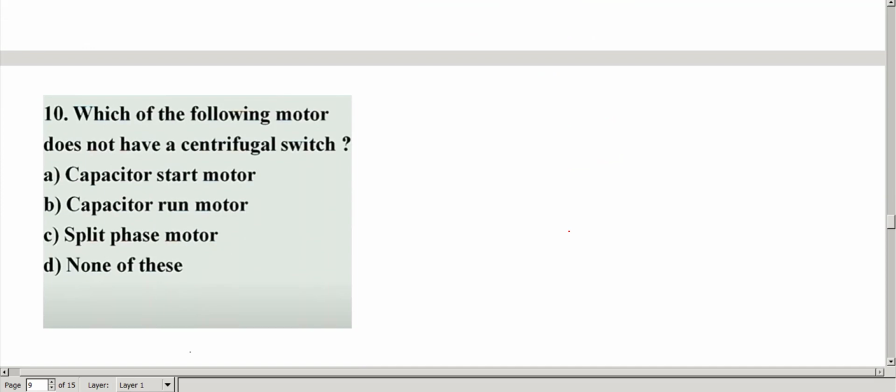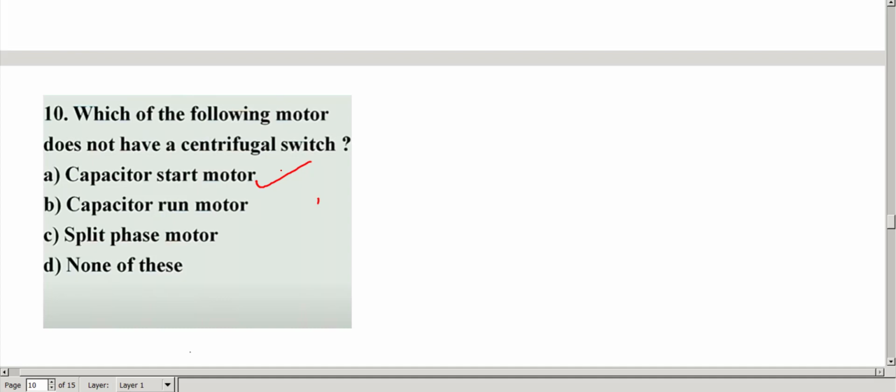Next, see here: which of the following motors does not have a centrifugal switch? If you see here, in a capacitor start motor, the capacitor is used only at the starting condition. It is in series with the auxiliary winding. It is used only at starting and then has to be removed, which means a centrifugal switch is compulsorily required.